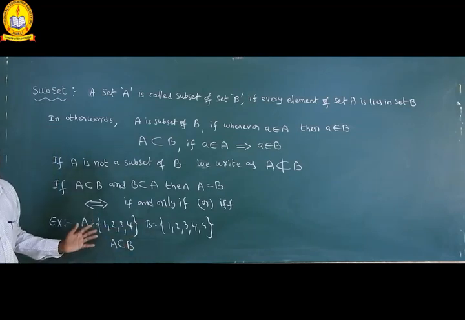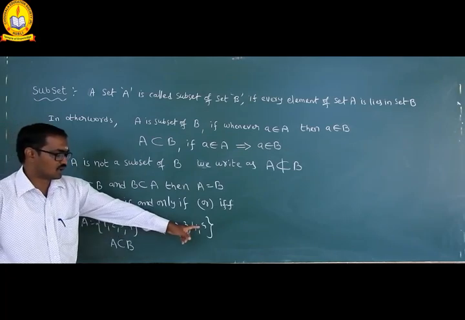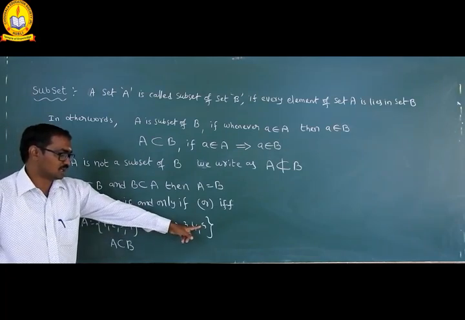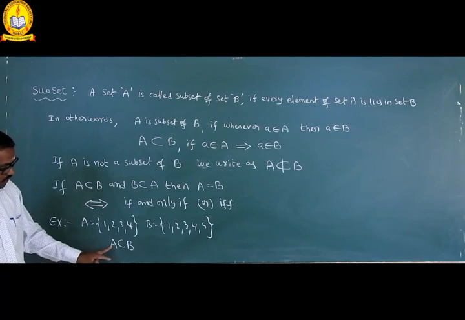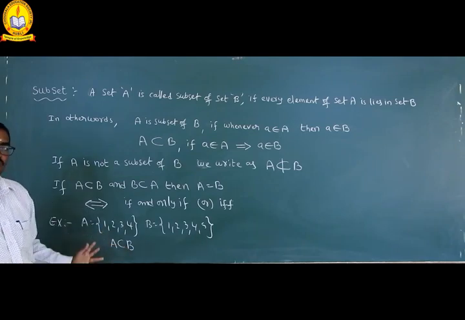Is B a subset of A? No, B is not a subset of A because B has an extra element, 5. This 5 belongs to B but does not belong to set A. So B is not a subset of A. And the second point here, we are saying that A is a subset of B and B is called a superset of A.